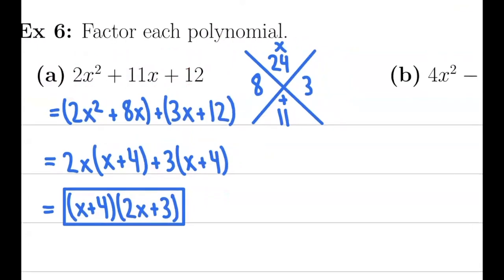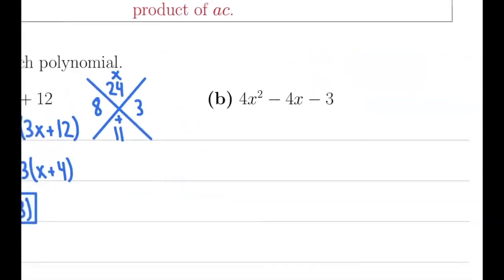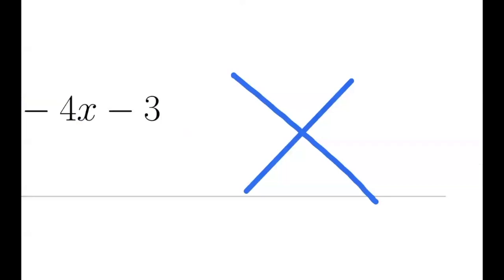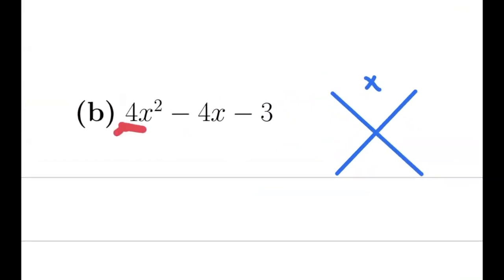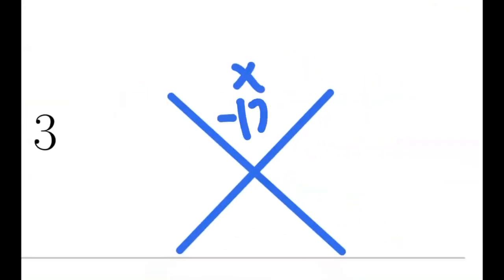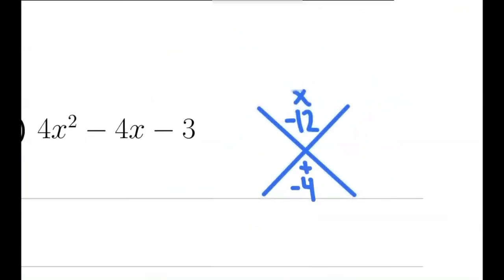So let's do one more example of this. Again, notice how it's not 1x squared. A is not 1, and I can't take out a 4. The greatest common factor here is just 1. So I need to find two numbers that multiply to a times c and add to b. What's a times c? Yes, -12, because a is 4, c is -3. So a times c is -12. And then adds to b, b is just -4. Can anyone think of those two numbers?